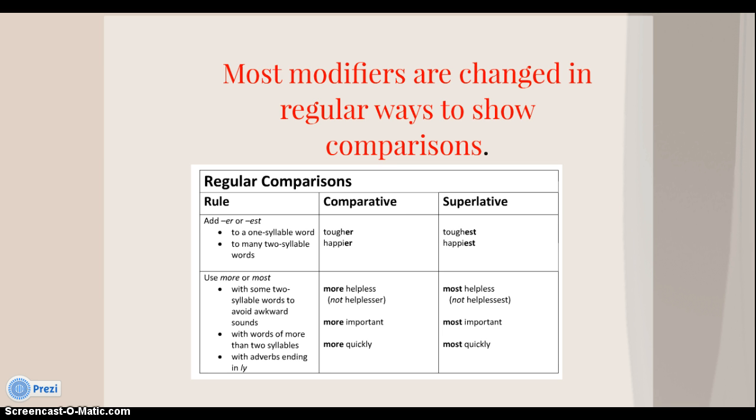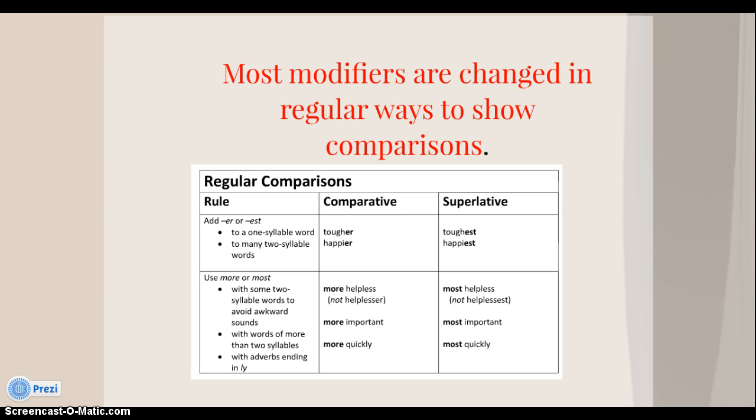Then, if we're going to make the superlative form out of most one-syllable words, all we do is put EST on the end. Toughest. Taking that same one-syllable word, changed it to the superlative form by putting EST on the end. Same thing with happy. Change the Y to an I, put EST on the end. So now we've made tough comparative by saying tougher, and superlative by saying toughest. We've changed happy to comparative by saying happier, and to the superlative by saying happiest.